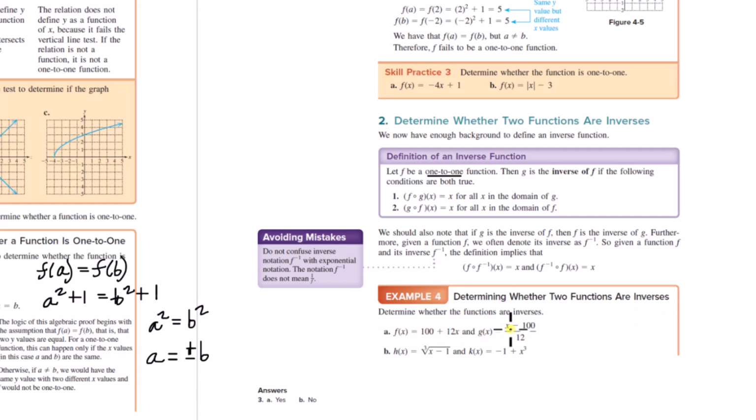Okay, so determining whether two functions are inverses. Determine whether the functions are inverses. f of x is equal to 100 plus 12x, and g of x is equal to (x minus 100) over 12. How do you determine whether the two functions are inverses?